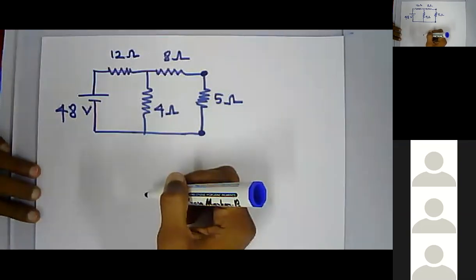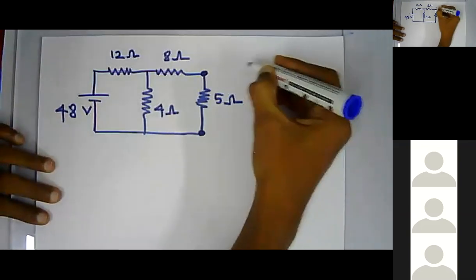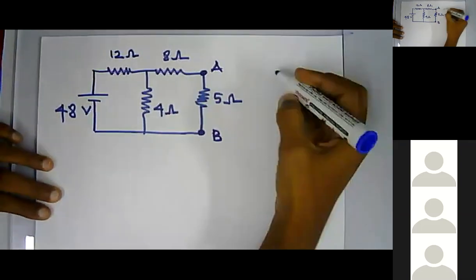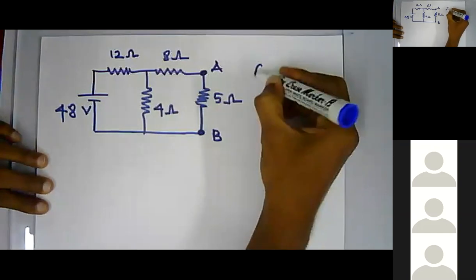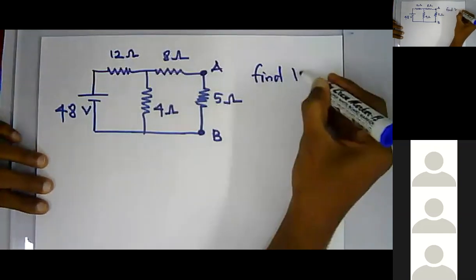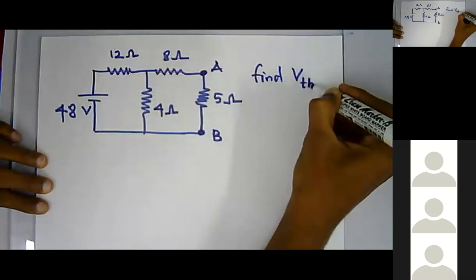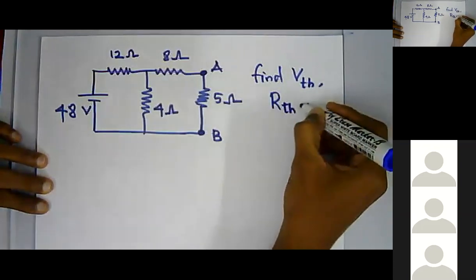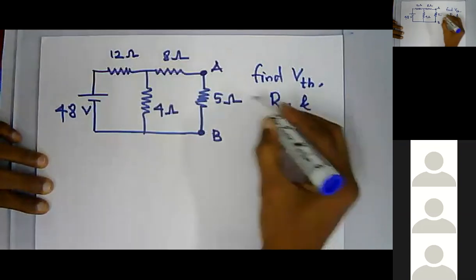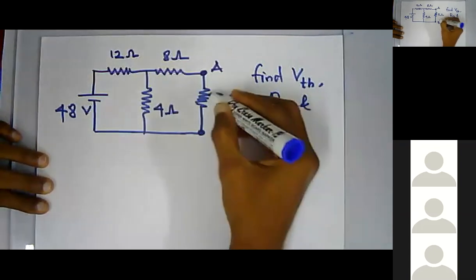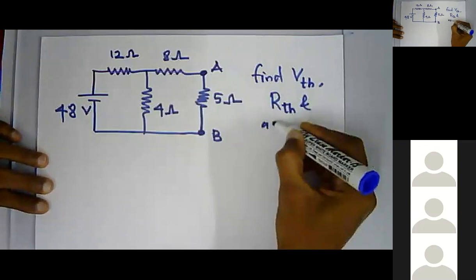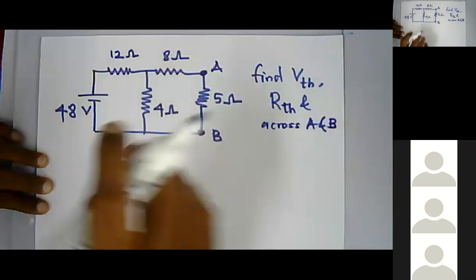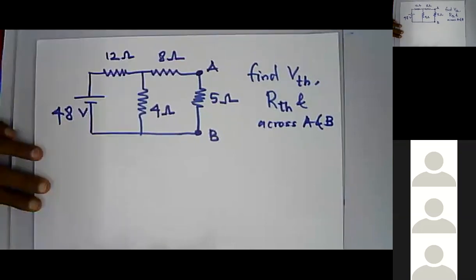Let this be A and B. I'll give the question in detail, right? So find VTH, RTH, and the current through the 5 ohm resistor. RTH across A and B. Right, so this is the question.